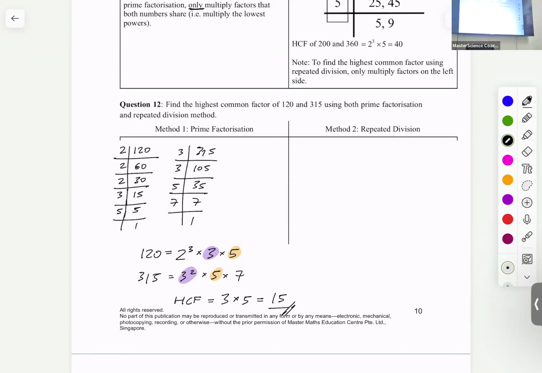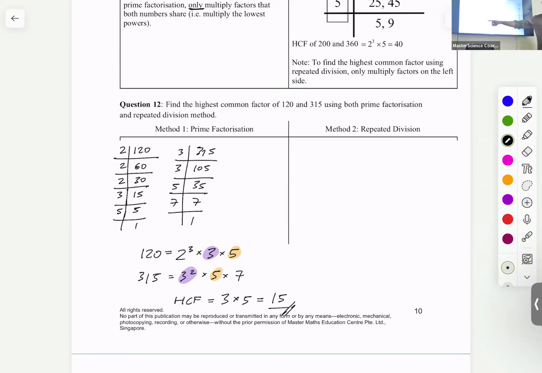Okay, where was I? Okay, so prime factorization, we do for both. To find the highest common factor of two numbers, step one, do the prime factorization for both. Step two, put them together, side by side. Then for HCF, we look for what is common. What is common here is 3 and 5. Is the 7 common for both? No. Is the 2 common for both? No. So ignore the 2, ignore the 7. So the HCF is 3 times 5.